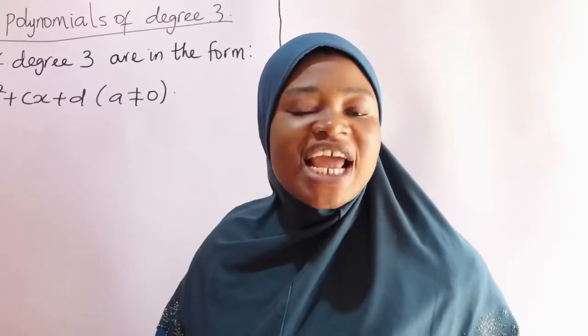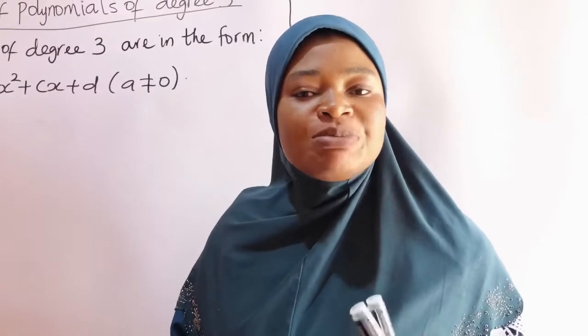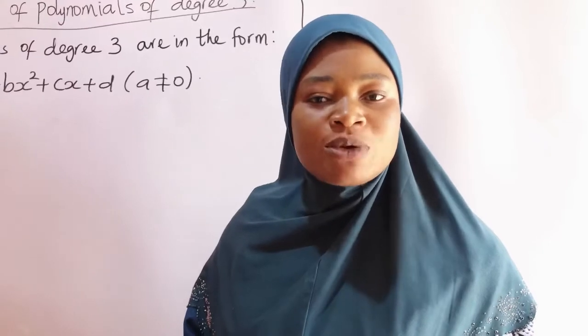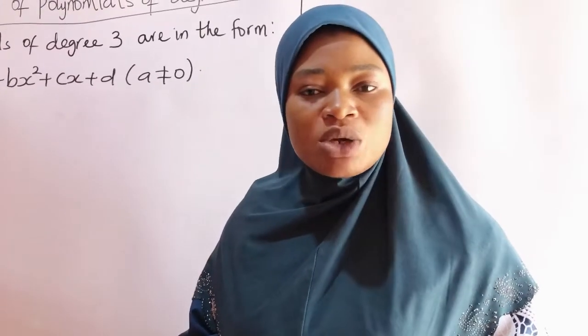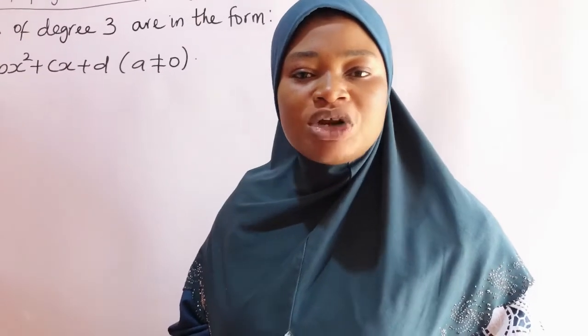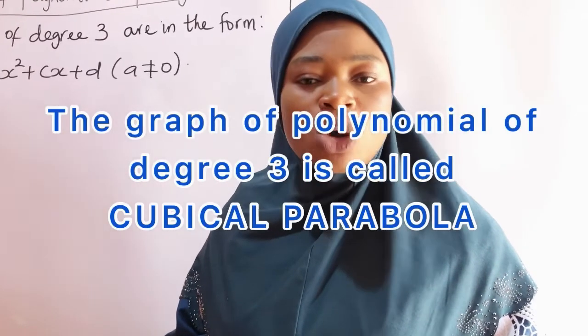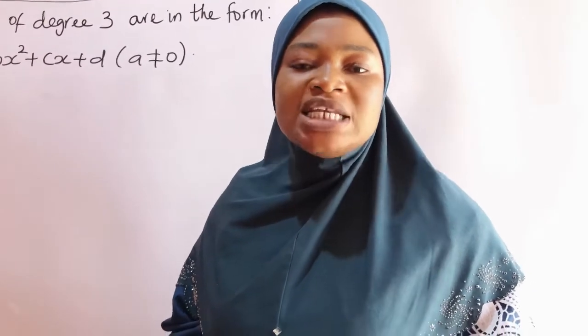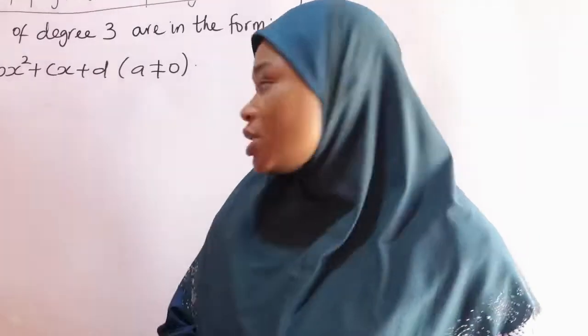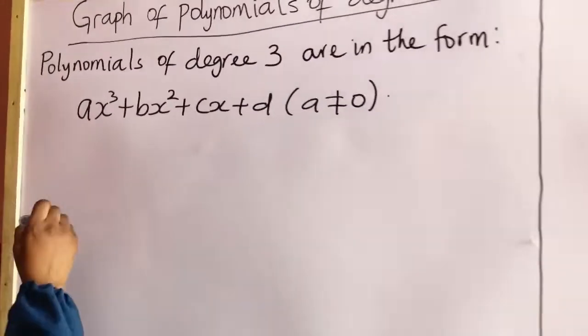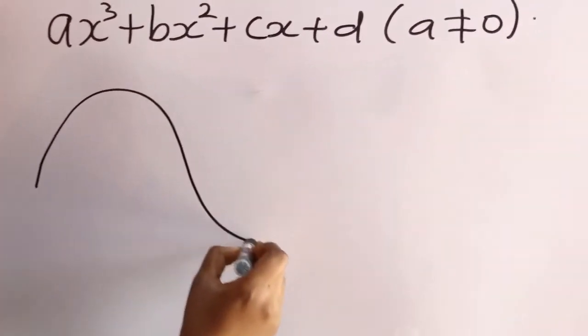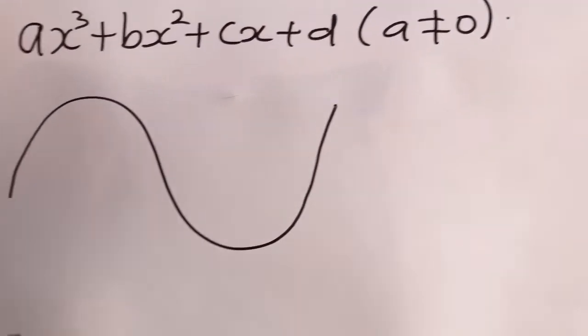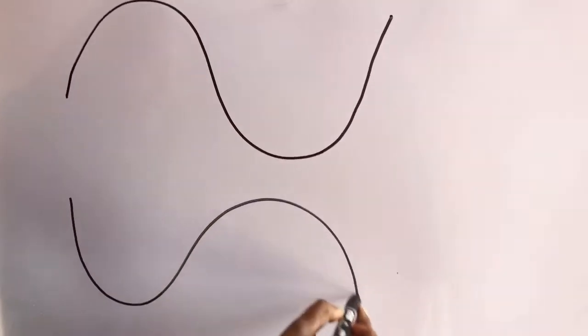Polynomials of degree 3 are in the form of ax cubed plus bx squared plus cx plus d, where a must not be equal to 0. The graph of a polynomial of degree 3 is called a cubical parabola. This cubical parabola has two shapes. So let me show you. It either looks this way or it looks like this.